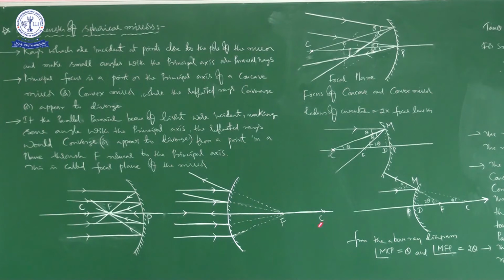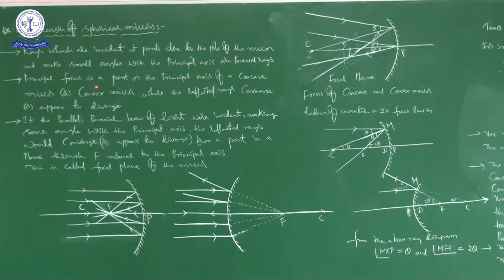Either for the proofs of some of the quantities, like radius of curvature, mirror formula and lens formula, and even to discuss the image formation, mostly we are going to take paraxial rays. If we are not taking paraxial rays, our discussion will be different, but that is not the situation. So what are paraxial rays? Rays which are incident at points close to the pole of the mirror and make small angles with the principal axis are paraxial rays.